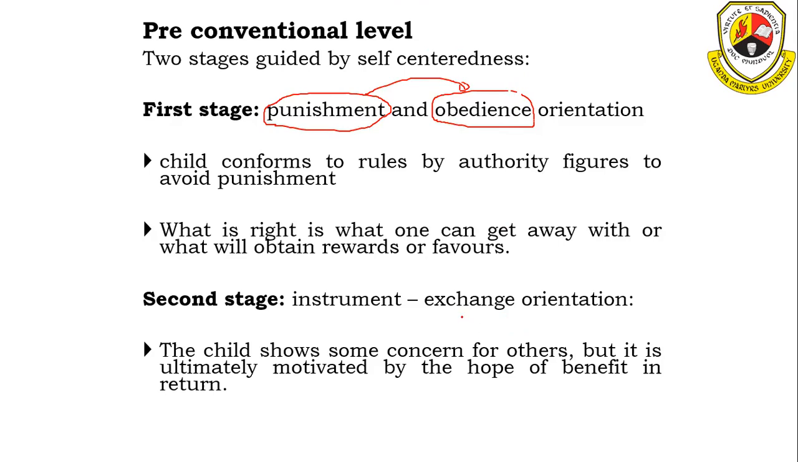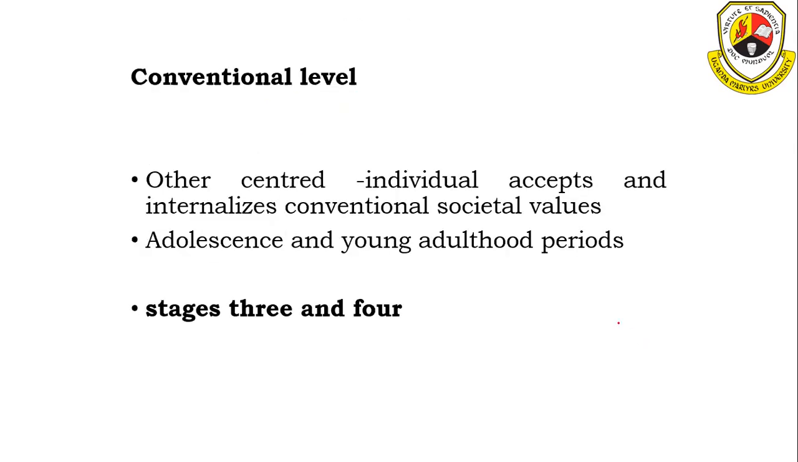Then we have the second stage, which is also still at the level of children. So here it's normally hoped that they will benefit something out of it in return. Eat your food and I'll give you a sweet. Eat your food quickly, you'll be able to watch TV for 30 minutes, something like that. The second stage is the conventional stage. This one is usually other-centered.